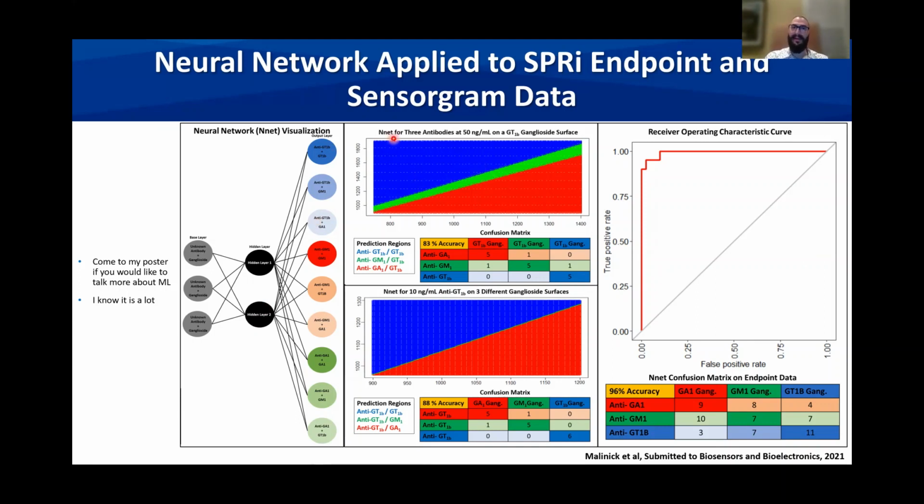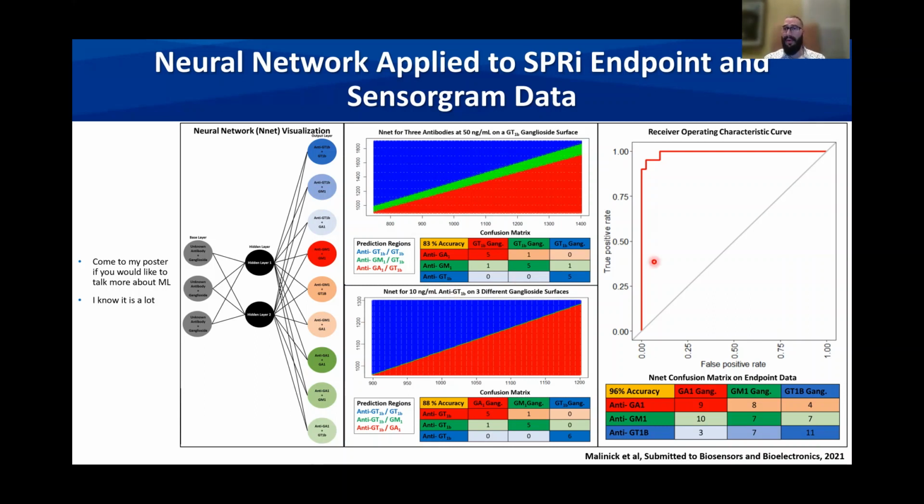So for example, we looked at 3 antibodies at 50 nanograms per ml on a GT1B ganglioside surface. You can see it is 83% accurate in differentiating which antibody-antigen interactions are occurring. We did the same thing with 10 nanograms per ml of anti-GT1B on 3 different ganglioside surfaces, and this had an 88% accuracy of differentiating whether it was GT1B, GM1, or GA1 surfaces interacting with that anti-GT1B.